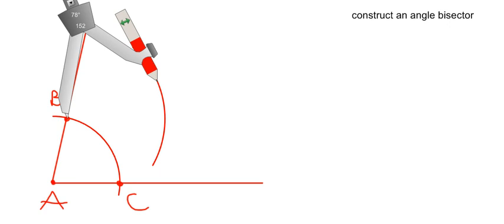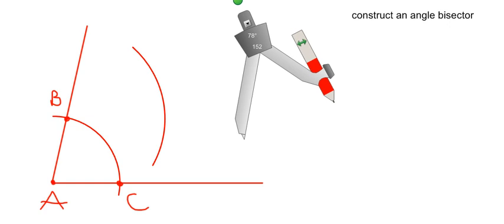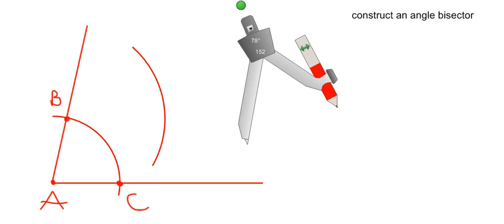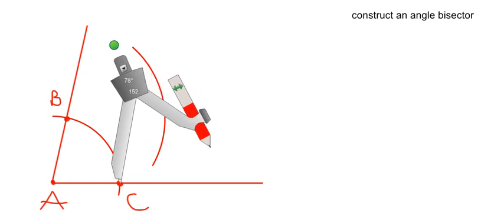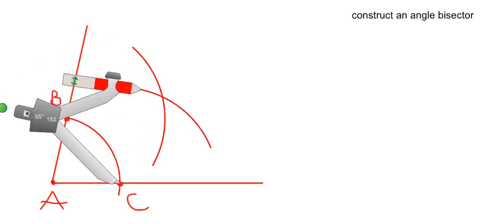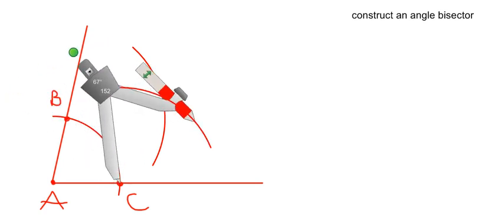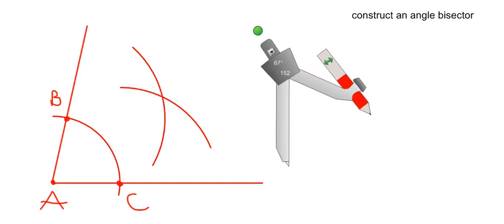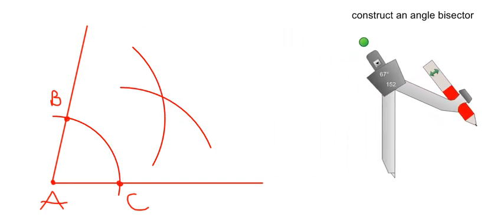Then once I have that arc, without moving the compass at all, I'm going to put my pointer on C, and I'm simply going to duplicate that process until those two arcs cross each other. And there we go. You should notice that your arcs cross completely in the middle of your angle. And we can just call that point D.